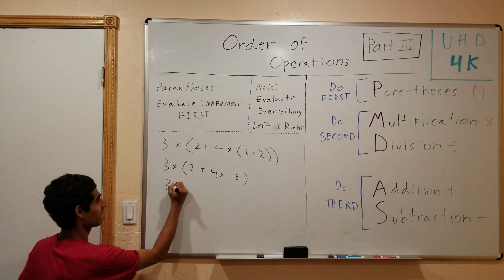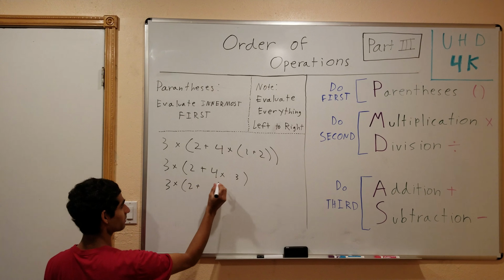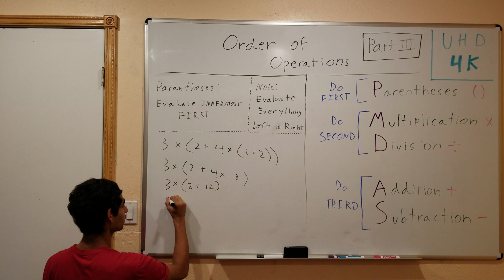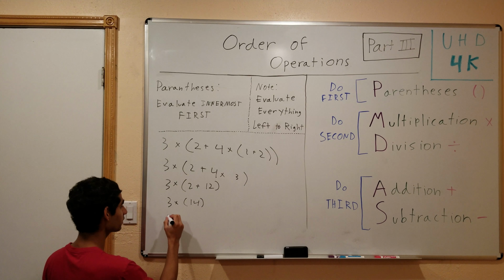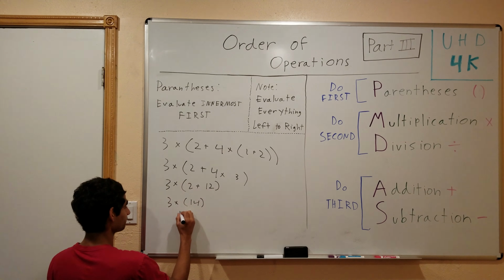I do 3 times 2 plus 4 times 3, because I do multiplication first, 12. 3 times 2 plus 12 is 14. And then 3 times 14 is 42.